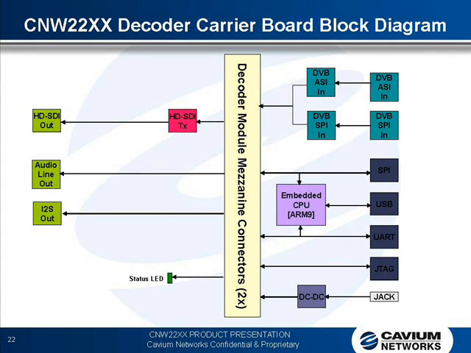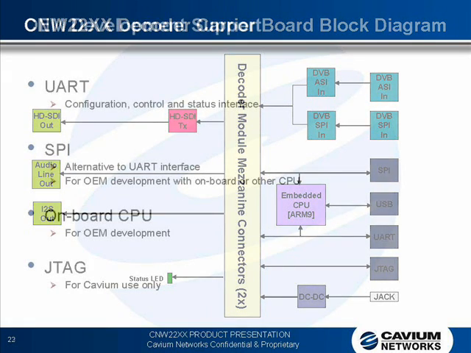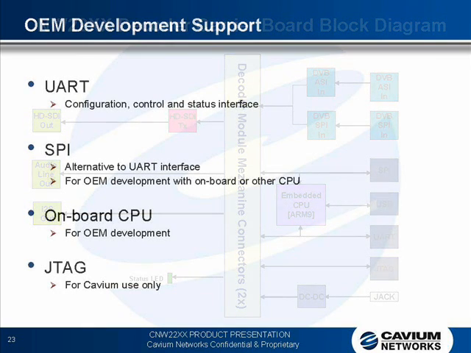Decoder carrier board block diagram. You have the DVB ASI or SPI coming in. That is converted back to an MPEG-2 transport stream, which is sent to the decoder module through the mezzanine connector. HyperTerminal UART, again, is the way we control this. Basically coming out is the HDSDI, the 20-bit video that gets converted back to an HDSDI out that goes to your display, and the audio line out and the I2S digital audio are just straight pass-through from the module.